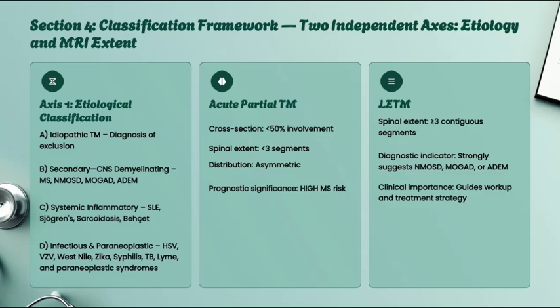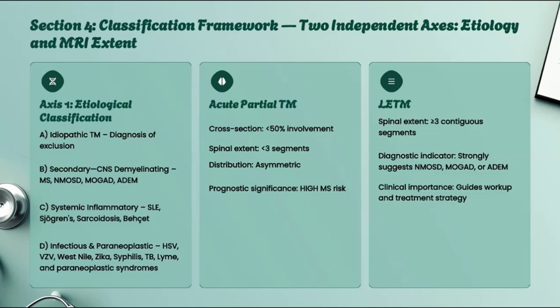Systemic inflammatory diseases must also be considered. These include systemic lupus erythematosus, Sjögren's syndrome, sarcoidosis, Behçet disease. Infectious causes remain important, particularly herpes viruses, varicella zoster, tuberculosis, syphilis, Lyme disease, and less commonly parasitic infections. Paraneoplastic inflammatory myelopathies should also be considered, especially when presentations are atypical, progressive, or associated with systemic red flags.